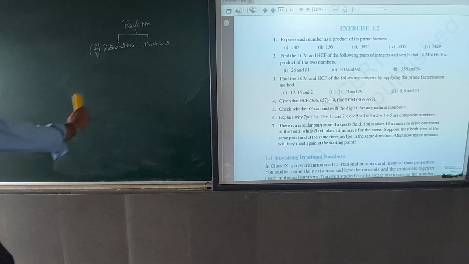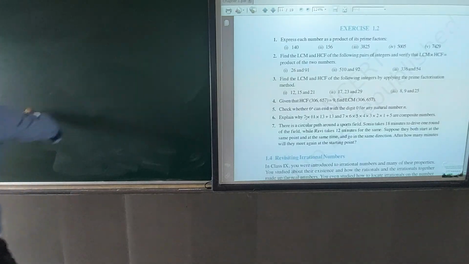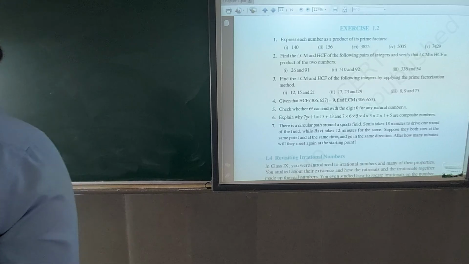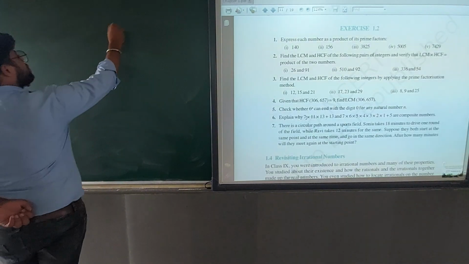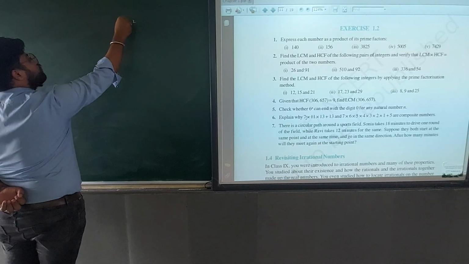Now we already discussed that exercise 1.1 is deleted from your syllabus and 1.2 we have to start. So in the second exercise some concepts are there, that LCM and HCF, some formula is there. So I think you all are aware about the LCM and HCF, but now some new things are there in your course. So now the first question we start, exercise 1.2. Express each number as a product of its prime factors.